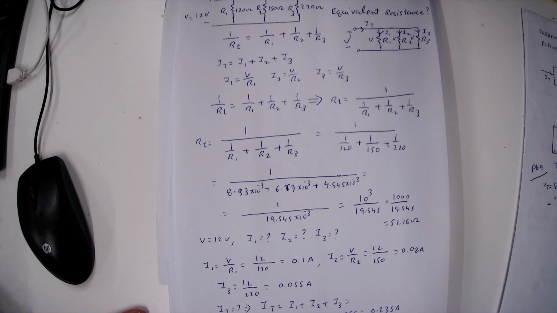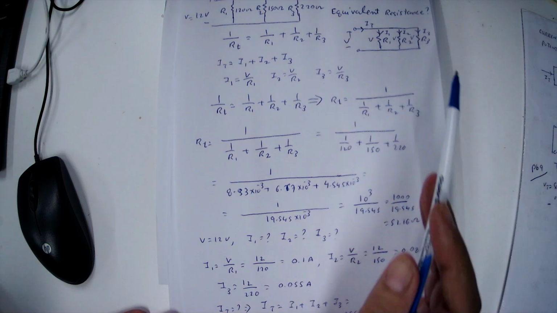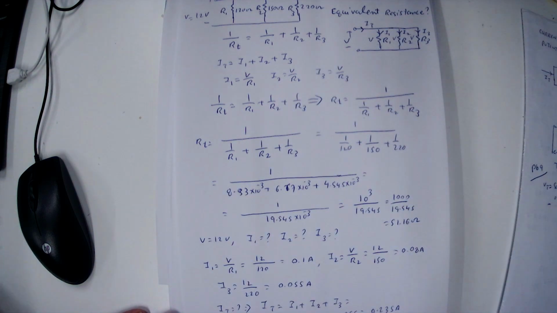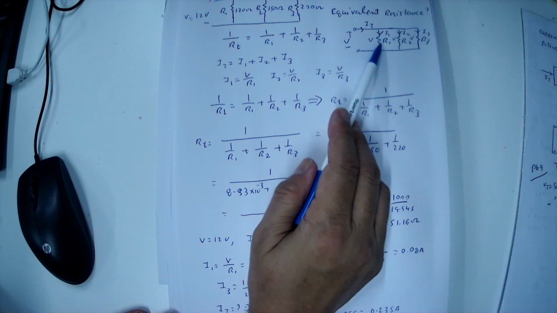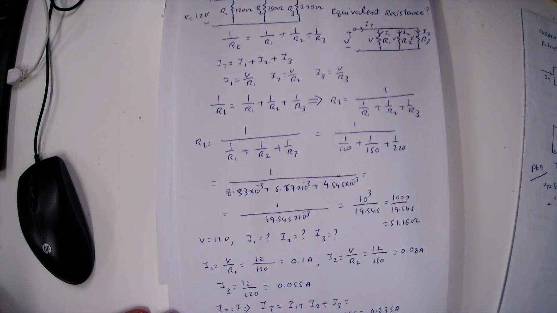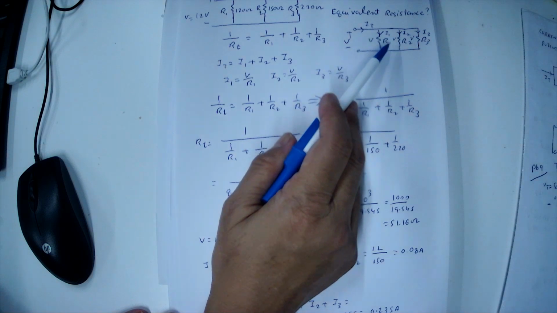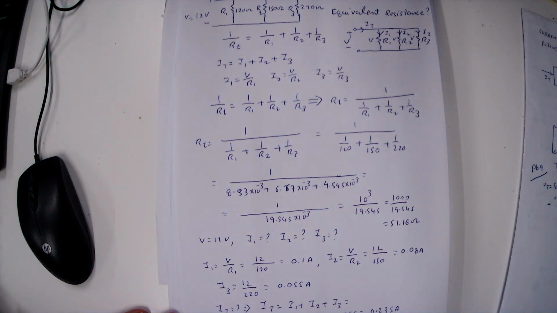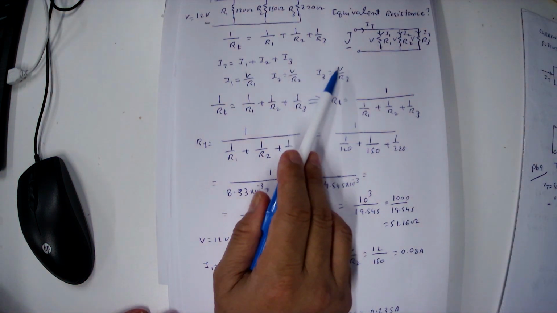If you connect all resistors in parallel, the voltage is the same. Supply voltage V, resistors R1, R2, R3 are connected across the supply. Therefore, the voltage drop across R1 is V, across R2 is V, and across R3 is V. So we can also calculate the current flowing in each resistor: I1 equals V by R1, I2 equals V by R2, and I3 equals V by R3.